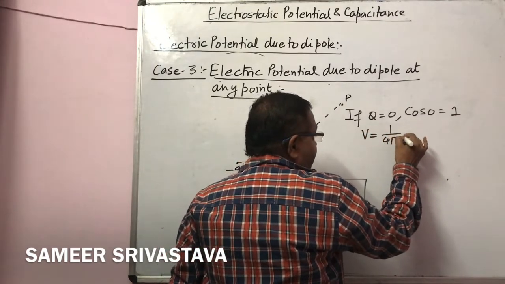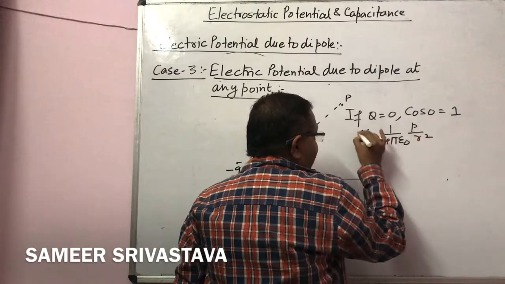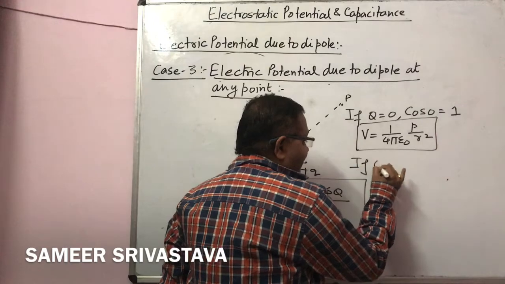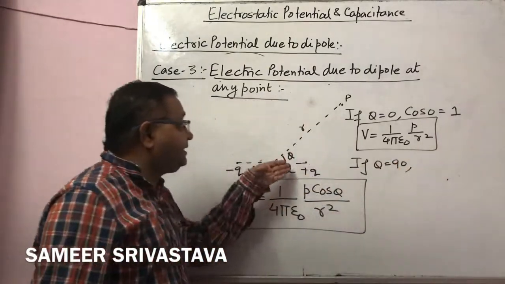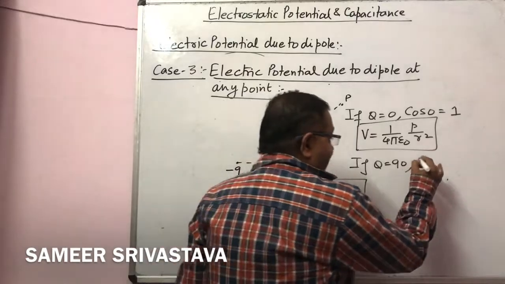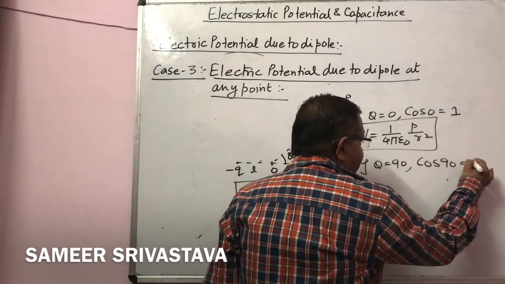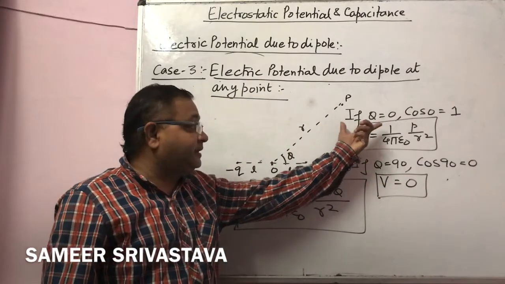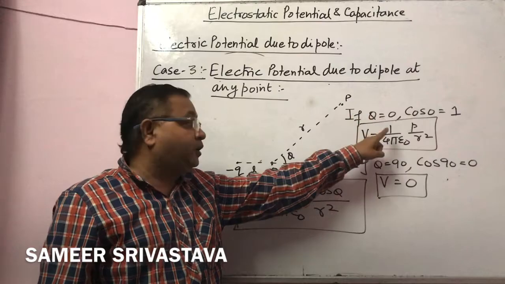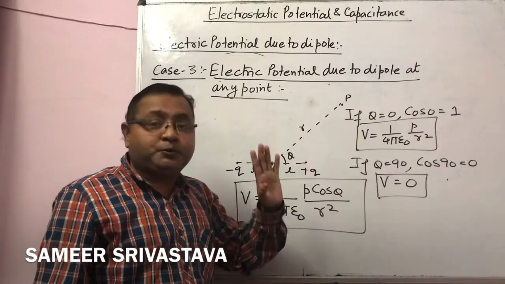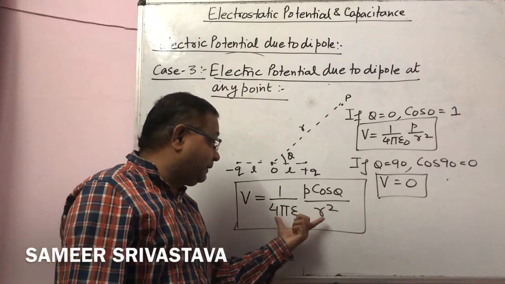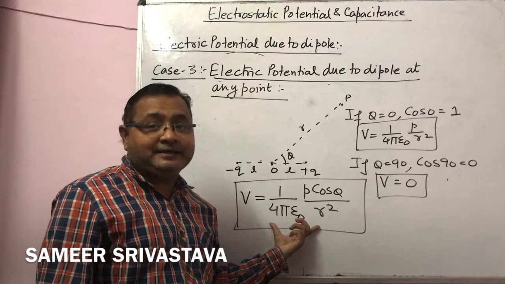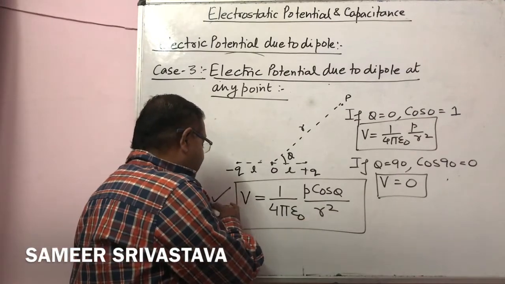1 upon 4 pi epsilon naught P by R square, as we solved earlier. Now, if theta is 90 degrees, 90 degrees means the point is perpendicular or normal. In that condition, cos 90 will be 0 and V becomes 0. So here we verify two conditions: the electric potential due to a dipole on its axis and on its equatorial point, by putting the values of theta 0 in this equation as well as theta 90 in this equation. So this equation is verified.